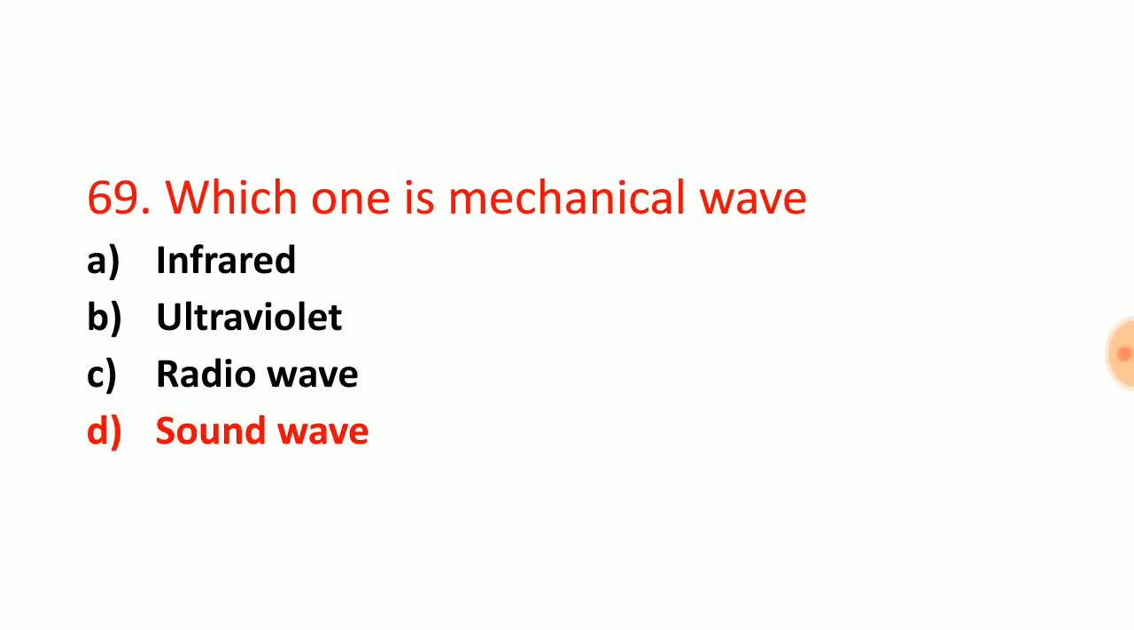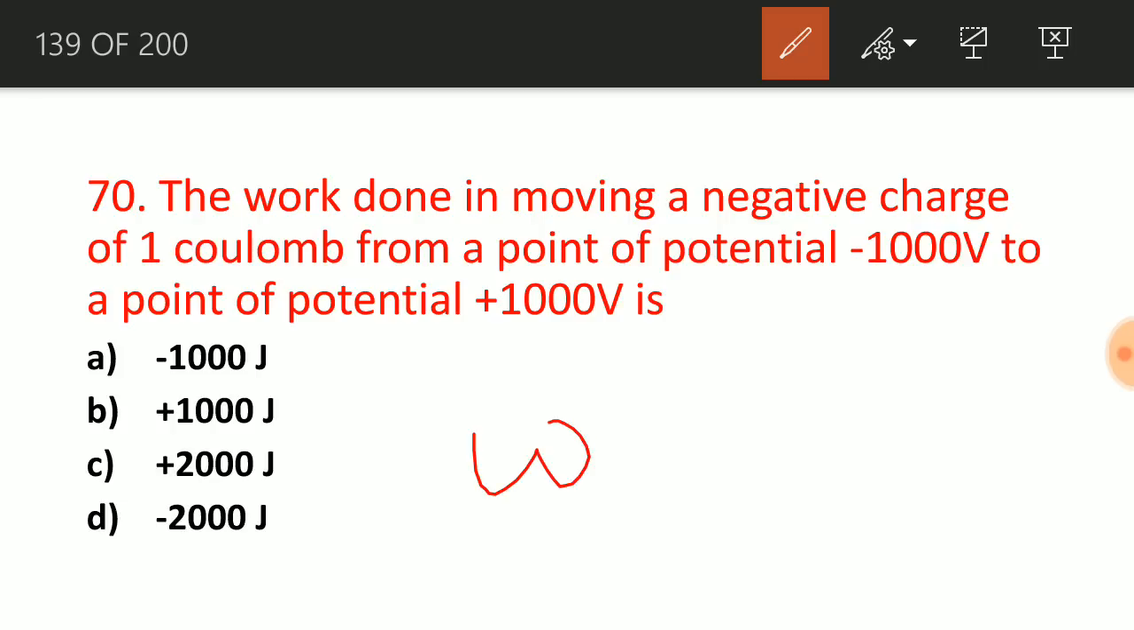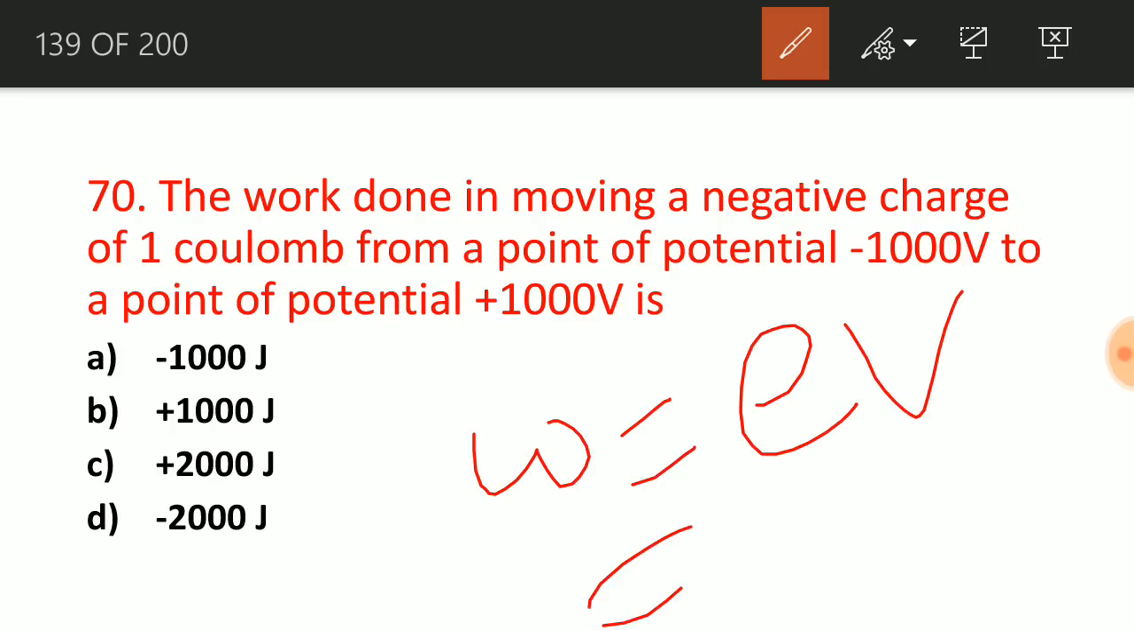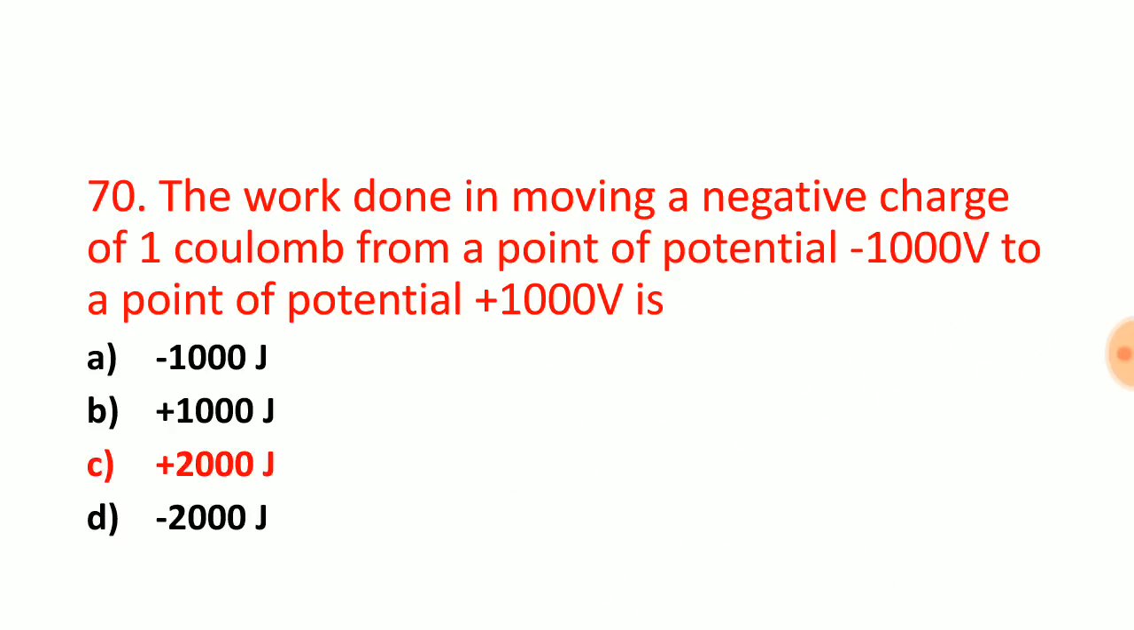The work done in moving a negative charge of one coulomb from a point of potential minus 1000 volt to plus 1000 volt: in this case, the work done formula is given by E into V. Our charge is minus 1 because it is negative coulomb, and V is this voltage minus this voltage, minus 1000 volt minus plus 1000 volt. That is a difference of minus 2000 volt. Minus 2000 volt will be in the place of V, and minus 1 in the place of E. On multiplying them we get plus 2000 joule. Plus 2000 joule is the correct answer for question number 70.